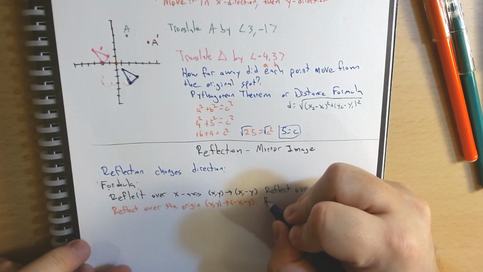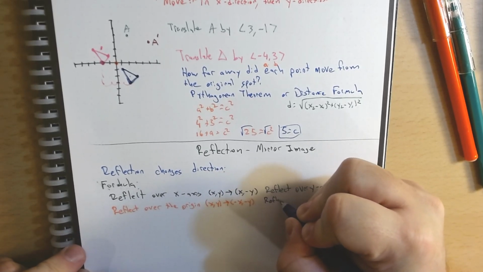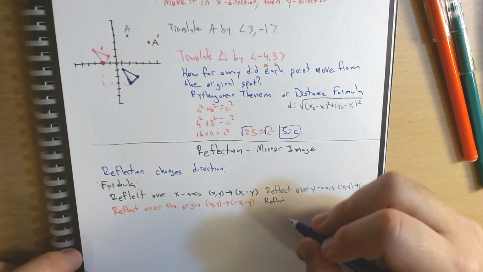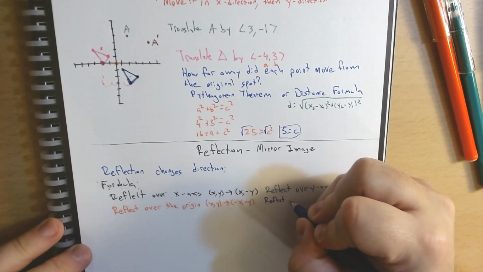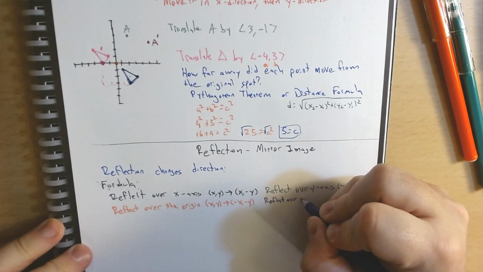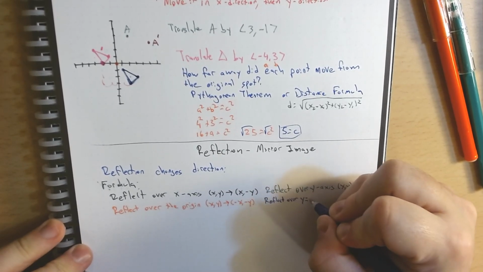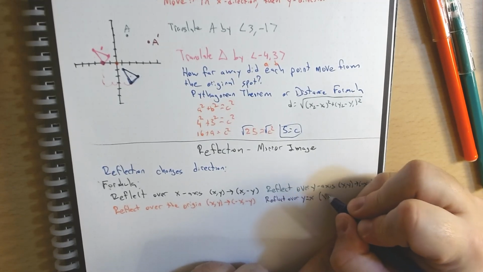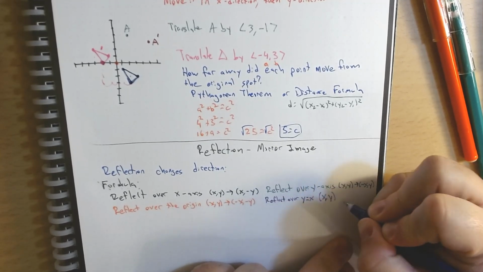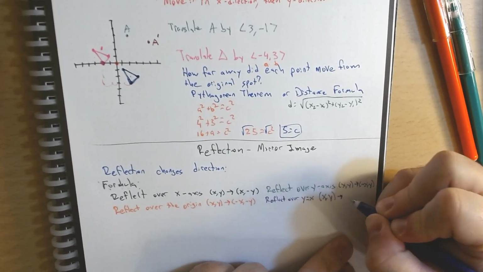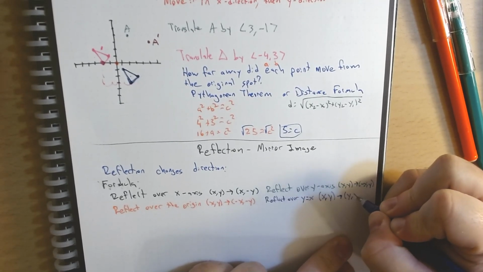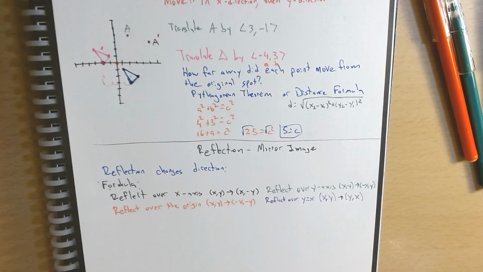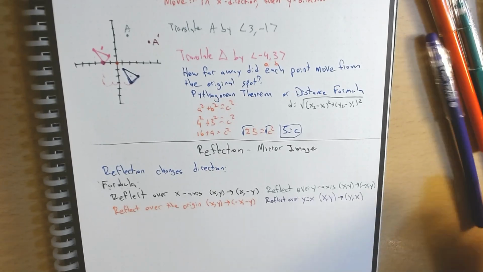And these are the two hardest ones. These are the two that if anybody hates formulas, they memorize. Over y equals x, and we'll talk about that in a minute. xy turns into yx. So when you're reflecting over the line y equals x, you literally just flip the two points.